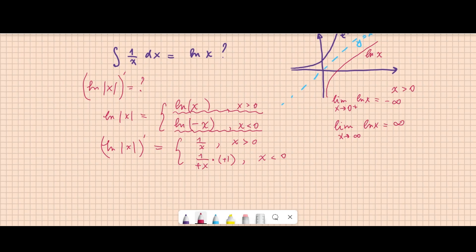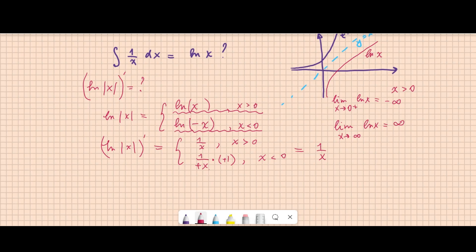So actually, the derivative of ln of the absolute value of x is 1 over x when x is greater than 0 and 1 over x when x is less than 0. So actually, it's just 1 over x. It's undefined when x is equal to 0, but where x is greater or less than 0, it's just 1 over x.